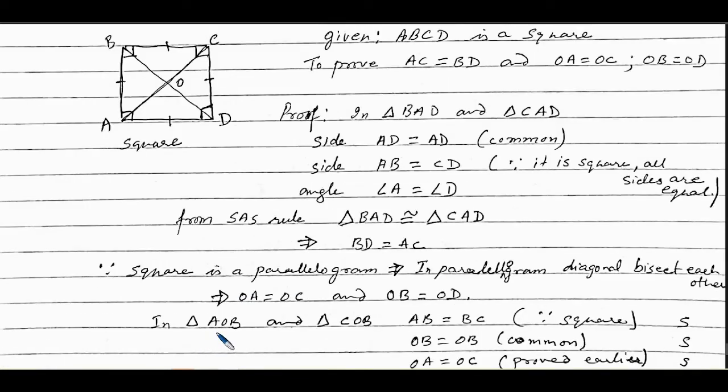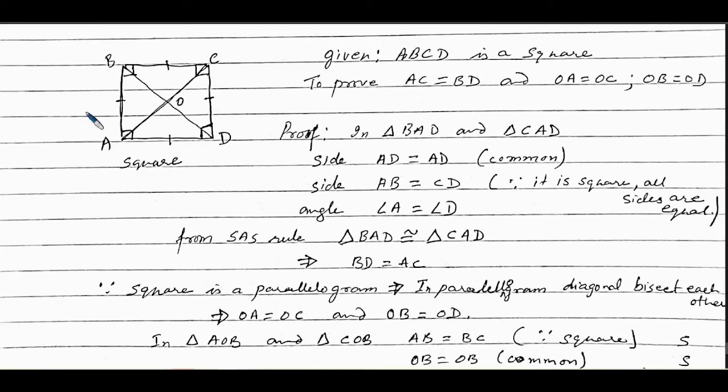And in triangle AOB, this triangle, as I was saying, and triangle COB, AB is equal to BC because it is a square, OB is equal to OB.